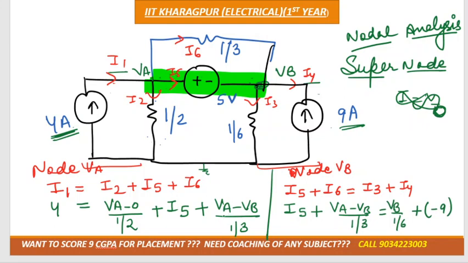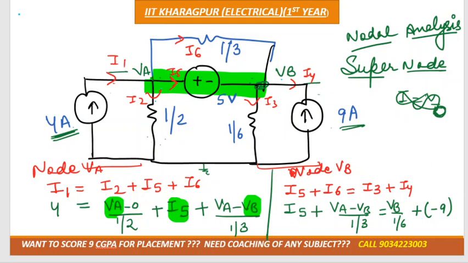Okay, clear? Now from this we can see that we have three variables. One variable is VA, another variable is VB, and another variable is I5. Correct? So for three variables we need three equations. The third equation will always come from the supernode. Okay. So as you can see, I5 is moving from VA to VB. Always remember in a supernode there will be no current and there will be no resistance.